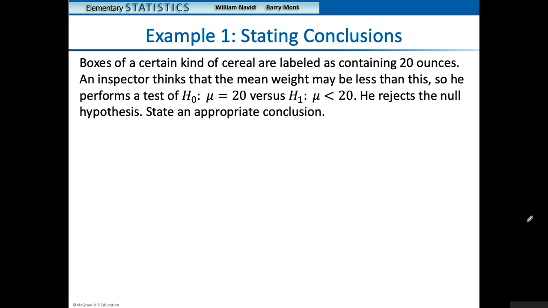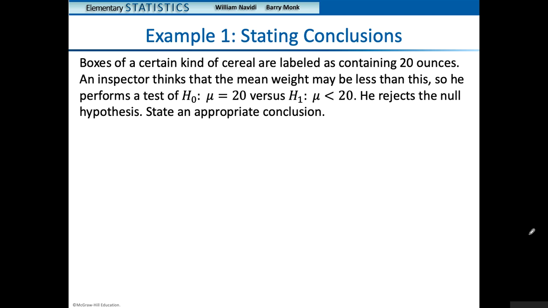A few examples here. Boxes of a certain kind of cereal are labeled as containing 20 ounces. An inspector thinks that the mean weight may be less than this, so he performs a test. The null hypothesis is the statement that the mean is equal to 20. The alternate hypothesis is the statement that the mean is less than 20. After performing the test, he ends up rejecting the null hypothesis.